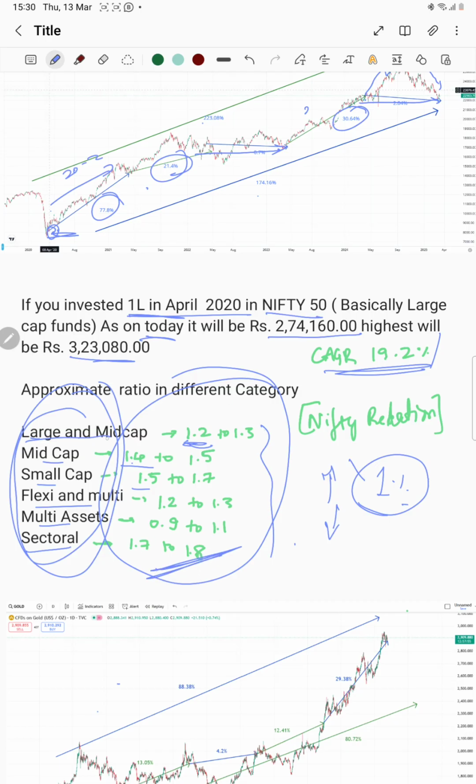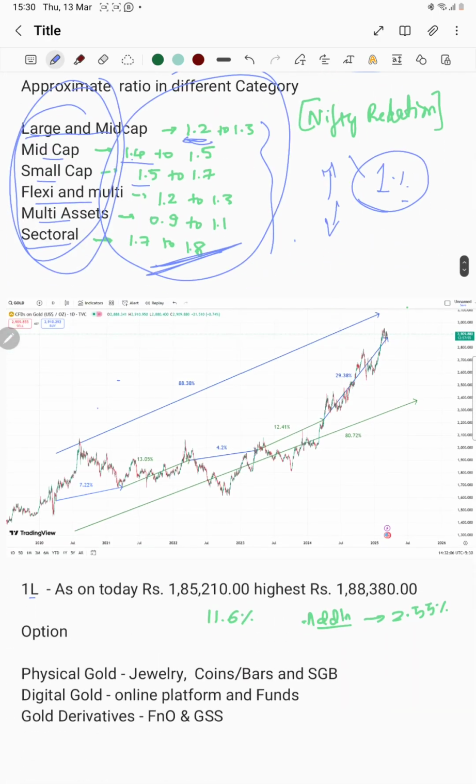See, if you had invested 1 lakh rupees in a large and mid cap fund, it has generated 2,74,000. But if you had invested in another large and mid cap fund, it has generated around 3.1 lakh rupees. Likewise, okay, let's come to gold quickly.